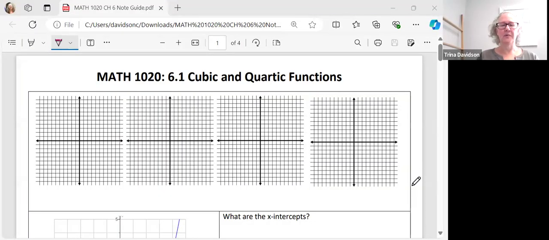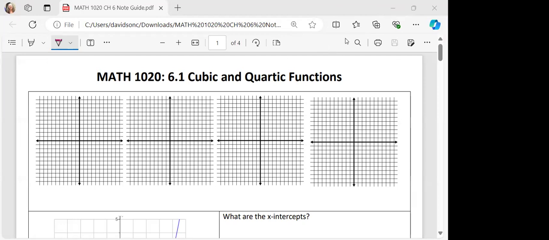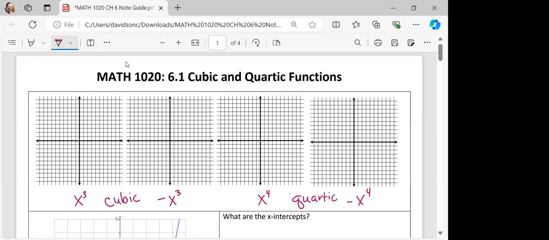This is section 6.1, cubic and quartic functions. So we're going to look at the basic shapes of cubics and quartics, just for reference. We're going to look at x cubed, negative x cubed, x to the fourth, and negative x to the fourth. So x to the third is a cubic, x to the fourth is a quartic function.